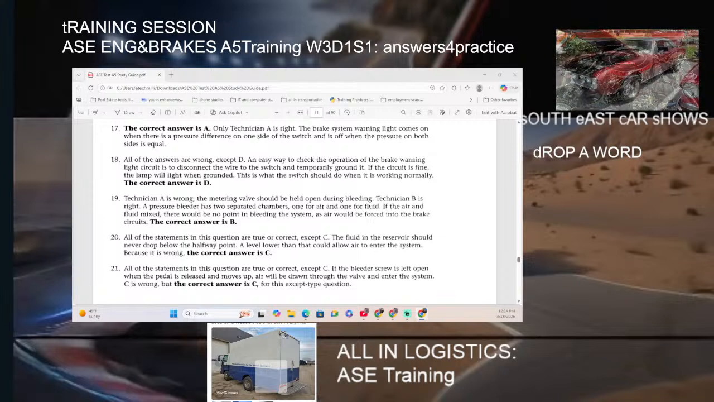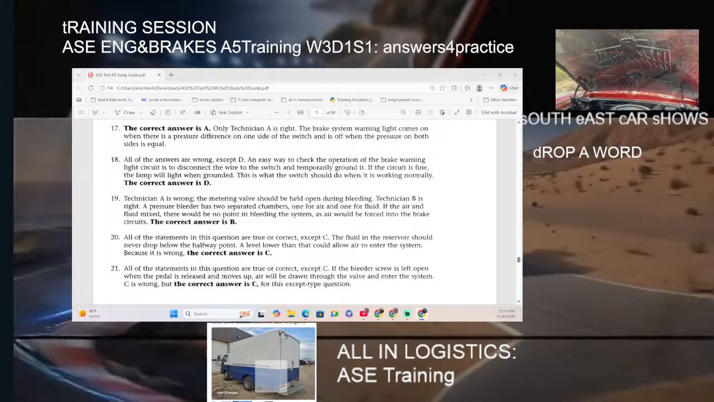19. Technician A is wrong. The metering valve should be held open during bleeding. Technician B is right. A pressure bleeder has two separated chambers, one for air and one for fluid. If the air and fluid mixed, there would be no point in bleeding the system, as air would be forced into the brake circuits. The correct answer is B.